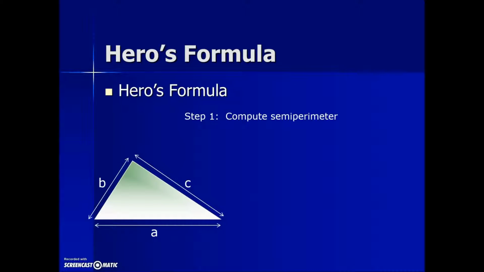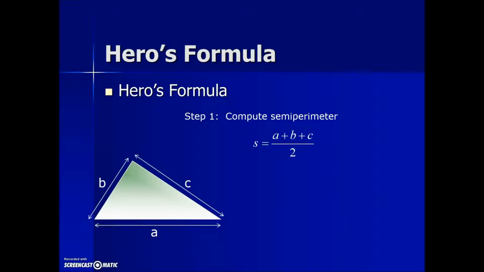This is a two-step formula that allows us to compute the area of any triangle as long as we know the lengths of all three sides. First, we must compute what is called the semi-perimeter. It's found by adding up the three lengths and then dividing it by 2. The semi is cutting it in half. We call this value S.